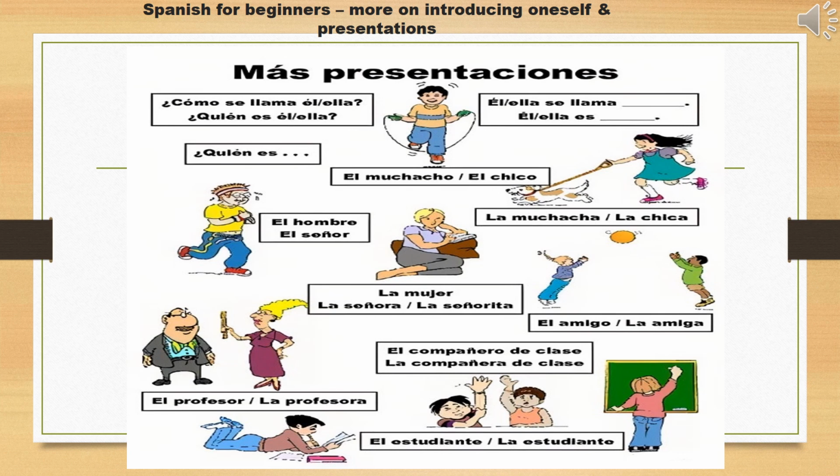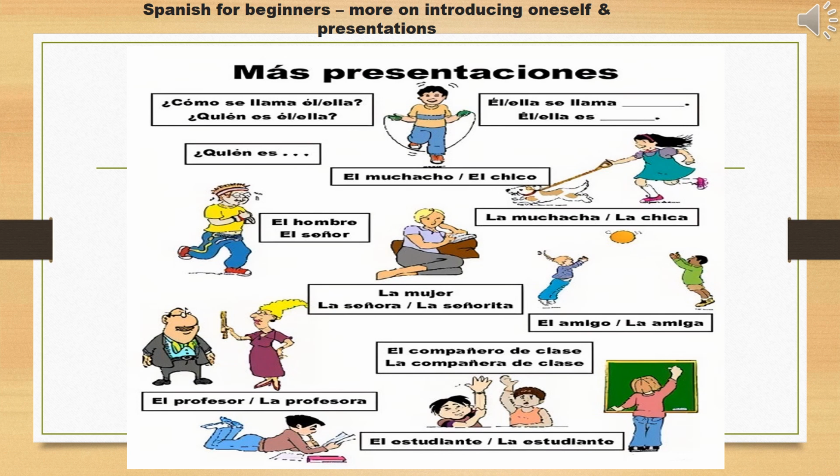And then let's see, there are the friends. They're playing. I think they're playing volleyball. There's a little girl there and a little boy. So it is el amigo. El amigo is friend. And then for a girl, it is la amiga.